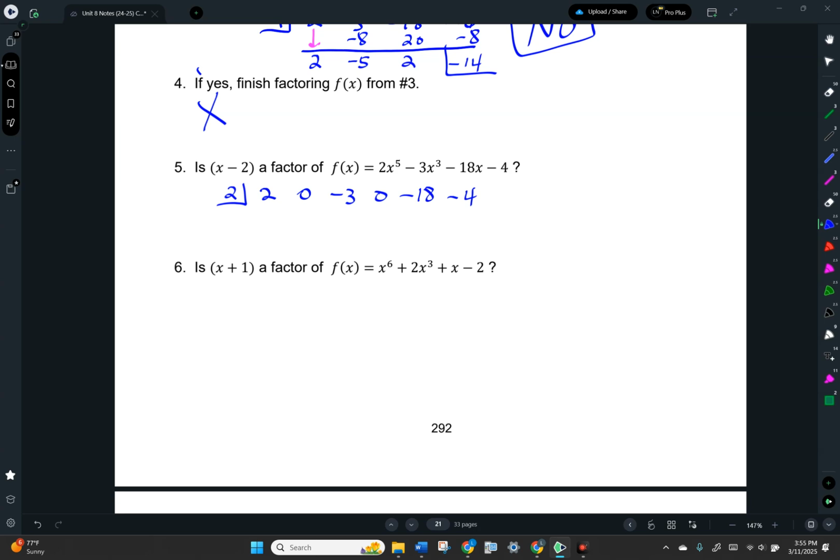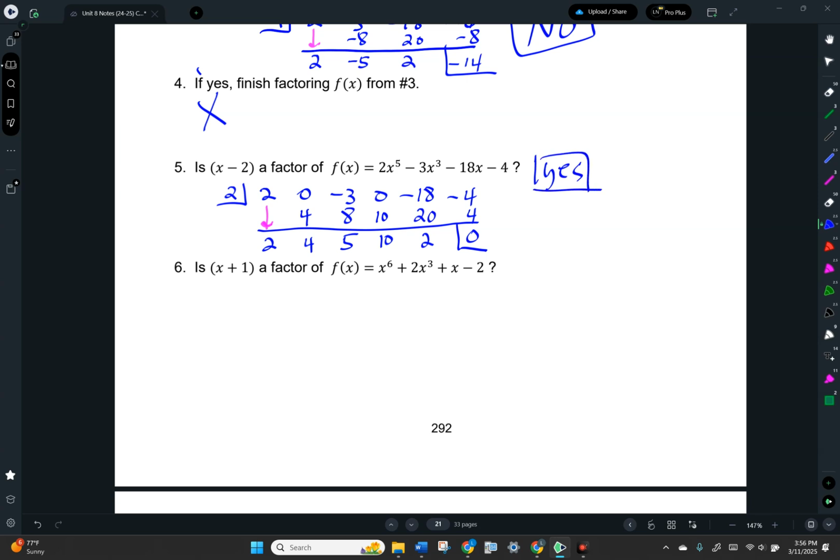All right, so now I leave a space, draw my line. So make sure you get started by bringing that number straight down. So I bring down the 2, multiply and add, multiply and add, multiply and add, multiply and add, multiply and add. Okay, there it is. Notice I end in 0. So yes, it is a factor.